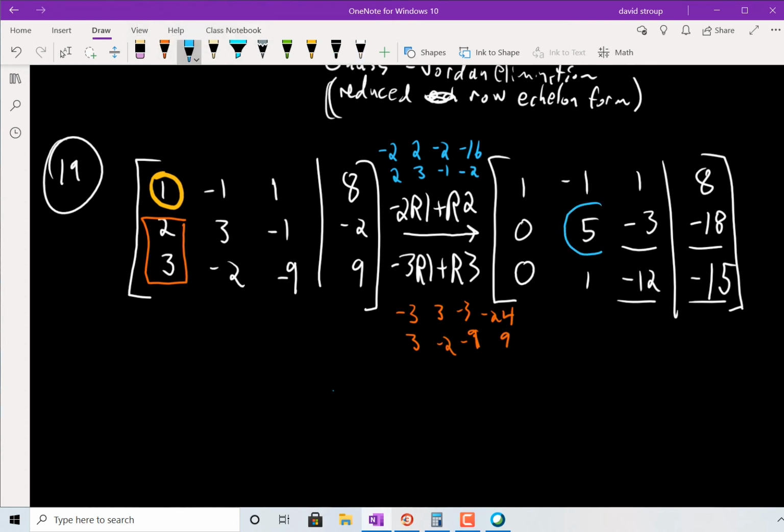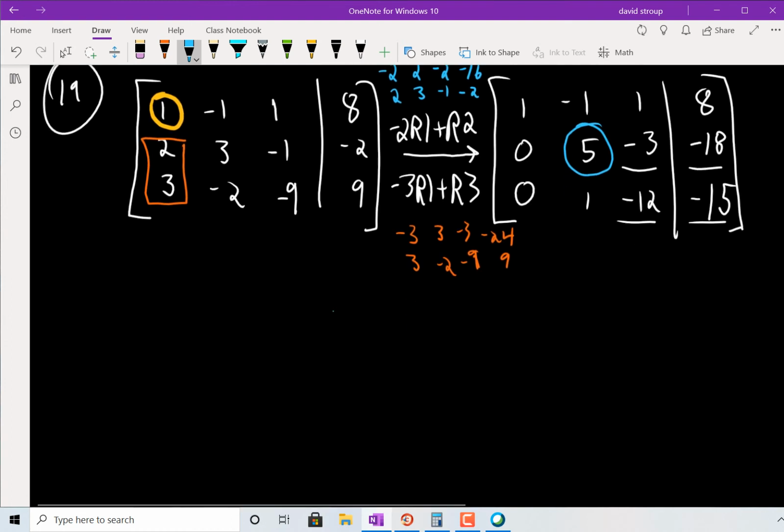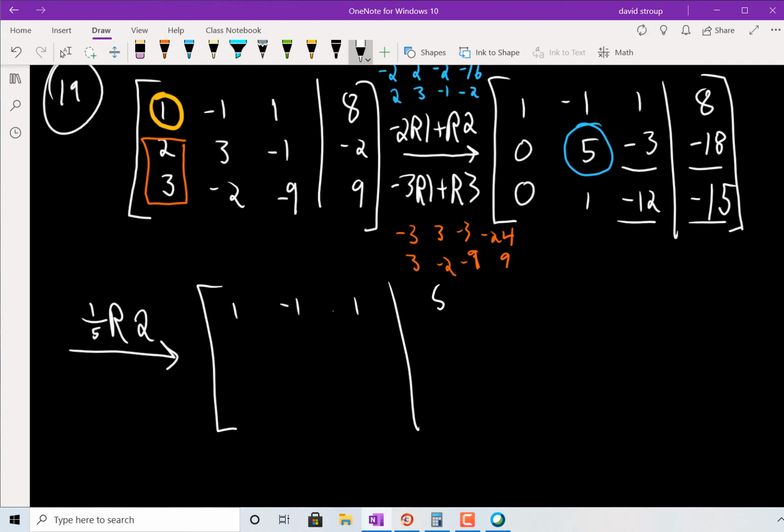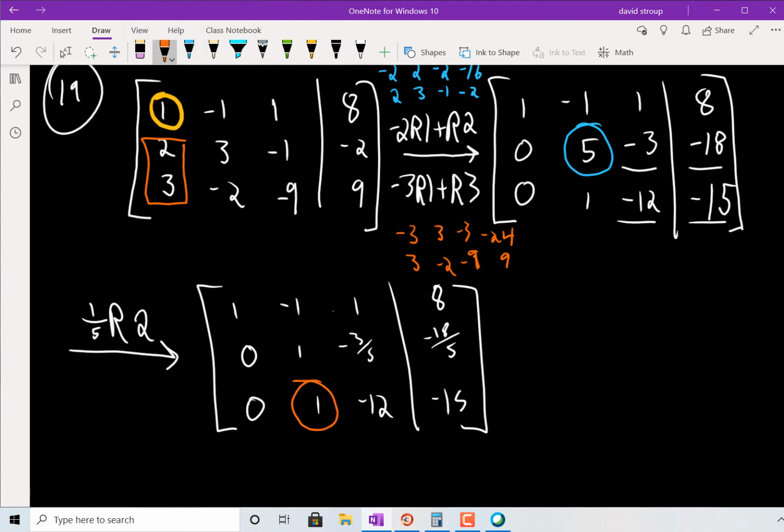Okay, then our next step would be to get a 1 in the second pivot position. So we want to get a 1 here. And you can multiply to get that 1. So one of the other row operations we do is multiplying. So I'm going to go 1/5 times row 2. So 1, -1, 1, 8, 0, 1, -3/5, -18/5, and then 0, 1, -12, -15. Okay. Then you would want to get a 0 below the 1. That would be your next step. You want a 0 here, and then you would want a 1 where the -12 is, and then we would kind of be done.